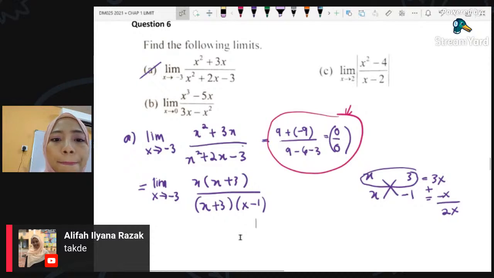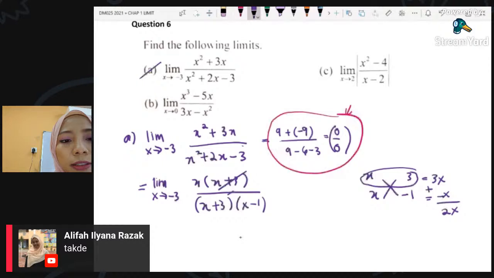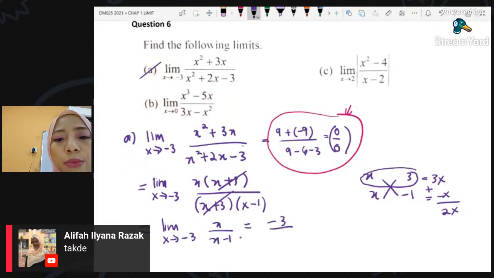Can you follow? Okay, so cancel out these two. That will give you limit x approaching negative 3 of x over x minus 1. Then you substitute negative 3 over negative 3 minus 1, which gives negative 4. So you end up with 3 over 4. Everyone, check. Did you manage to get 3 over 4? If yes, we can continue to B.